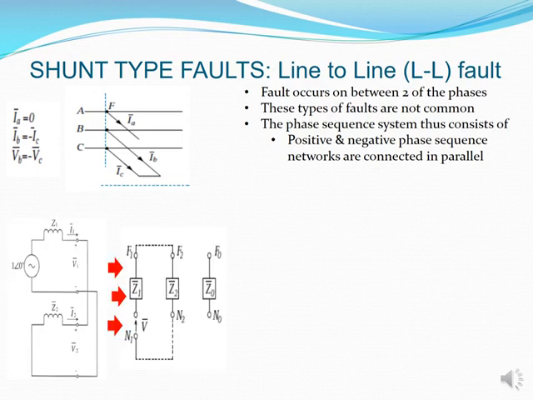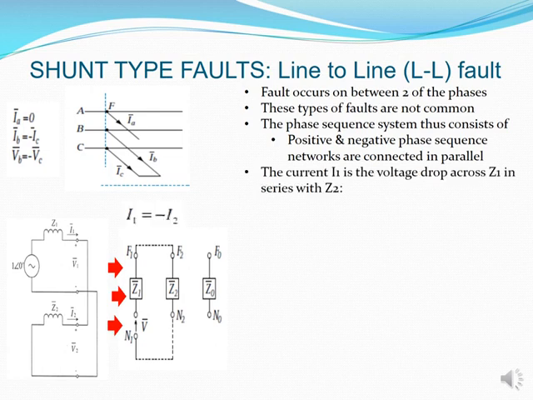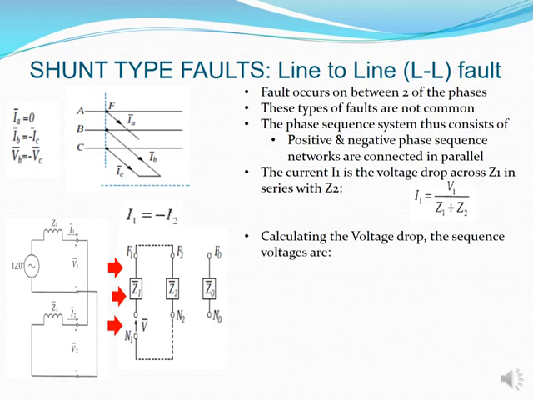So therefore the two will be shown as parallel, and then you can work out what your current I1 is, whereas it is the voltage drop across your Z1 in series with your Z2. So I1 becomes V divided by Z1 plus Z2. Then calculating the voltage drop, the sequence voltages give you that your V1 equals your V2 because it's a parallel system. And you can also state that your V2 is equal to negative Z2I2 from the diagram.